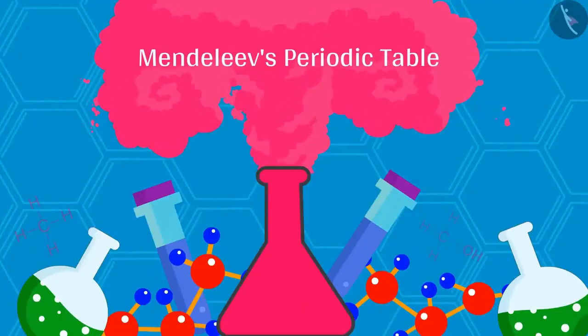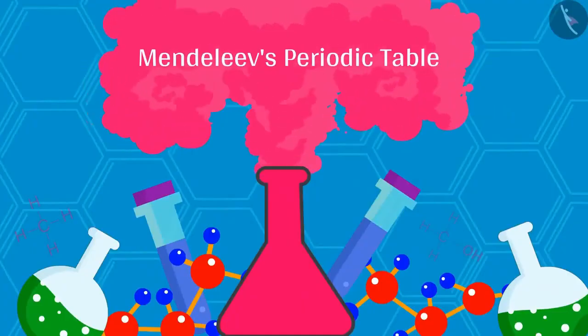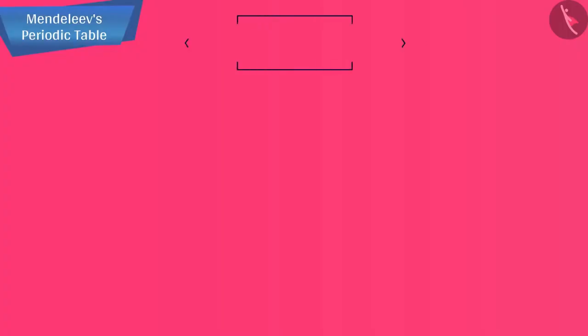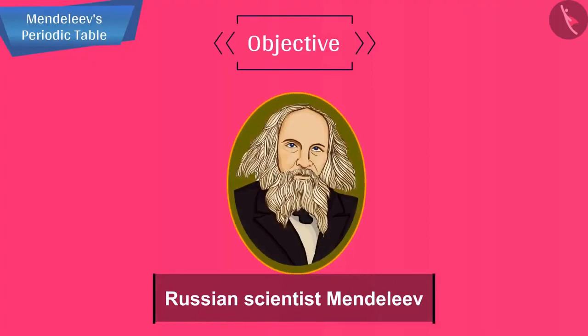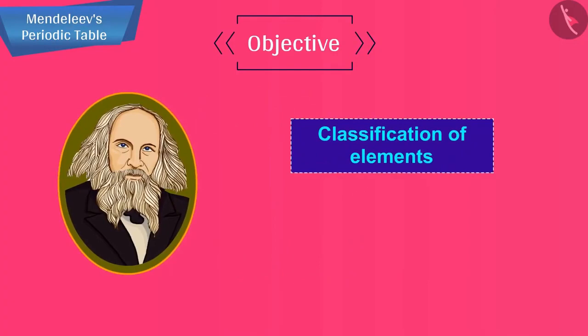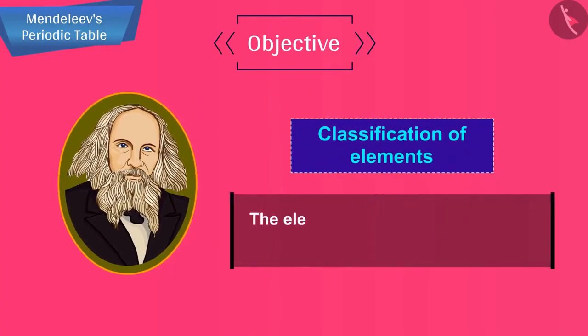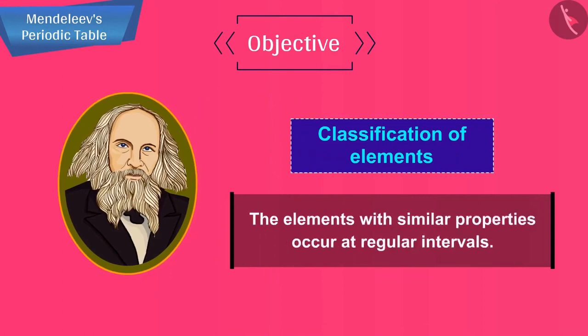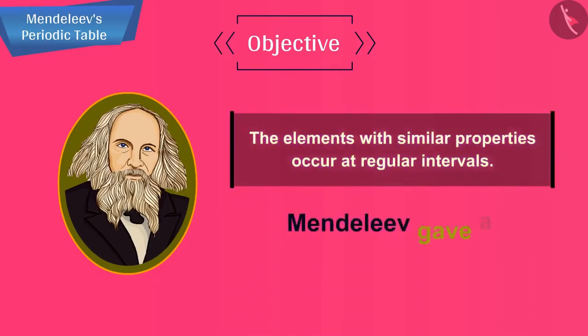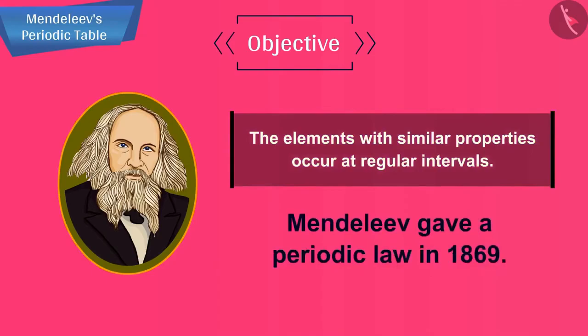The topic that we are going to cover in this session is Mendeleev's periodic table. Let us start with a story of a Russian scientist, Mendeleev. While he was working on the classification of elements, he found that the elements with similar properties occur at regular intervals. Based on this observation, Mendeleev gave a periodic law in 1869.